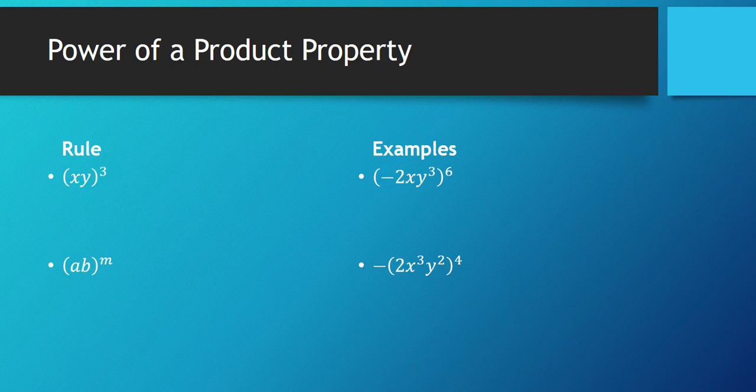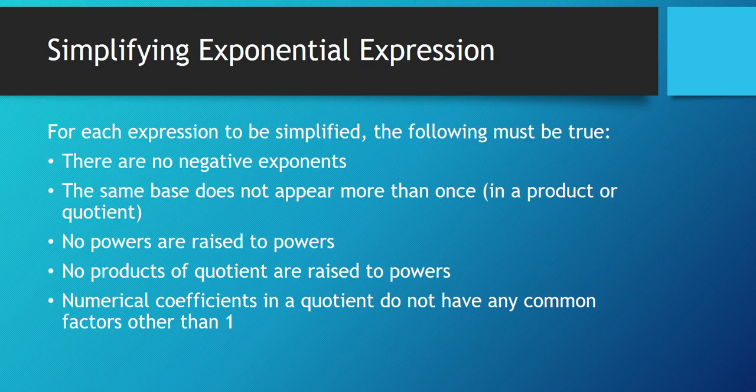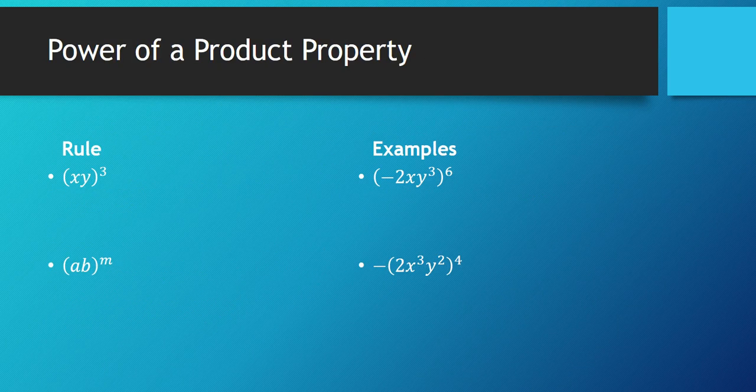All right, our last rule that we're going to learn today is the power of a product property. So remember, product means multiplication. So in this case, x is getting multiplied by y. So again, x is getting multiplied by y, and so it's x times y to the 3rd. So that's telling me I'm going to have x times y 3 times.